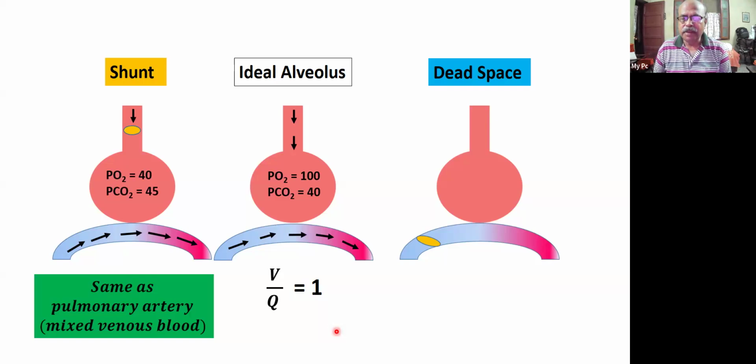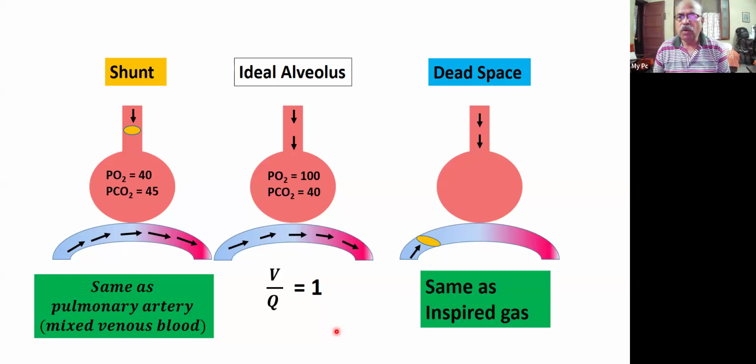In the dead space region, the ventilation is normal, but there is no perfusion. So the alveoli have the same partial pressures as that of the inspired gas. If we are breathing air, we have a PO2 of 150 and PCO2 of 0.